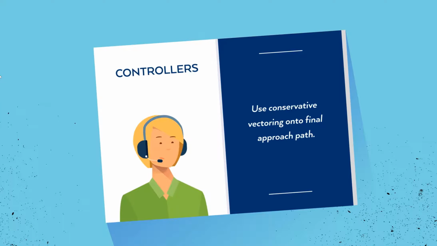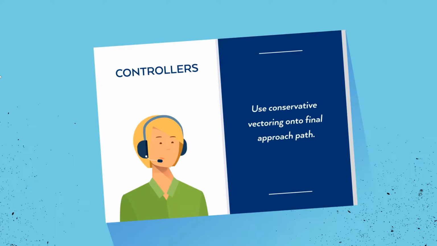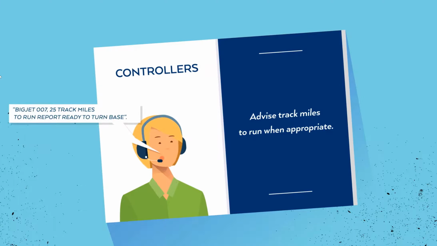Controllers. Unforeseen tailwind may make an unstable approach more likely. Use conservative vectoring onto final approach path, particularly when the traffic workload is low. When vectored for final approach, advise track miles to run when appropriate. It helps pilots to know the remaining track miles to touchdown in order to manage their approach path.